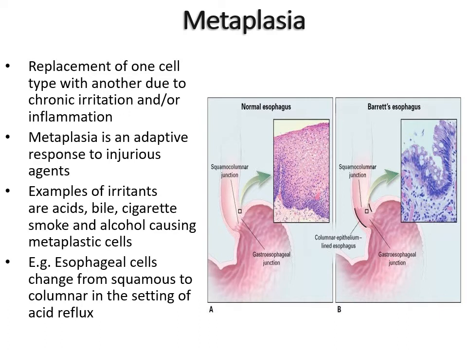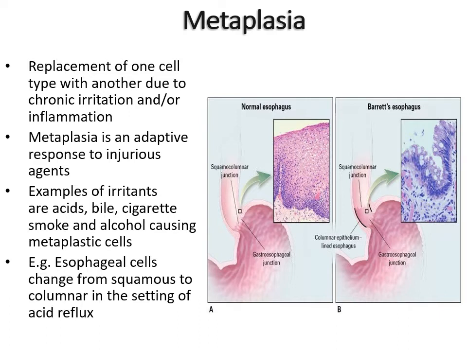Okay, so examples of that would be acids that are refluxing into the esophagus, cigarette smoke that's irritating the bronchial tubes, alcohol that's irritating the esophagus and the stomach. These can cause cellular changes, or what we call metaplastic changes. So it's really a change of one cell to another. In the esophagus, it's a very normal response to acid that's refluxing to change to columnar cells.